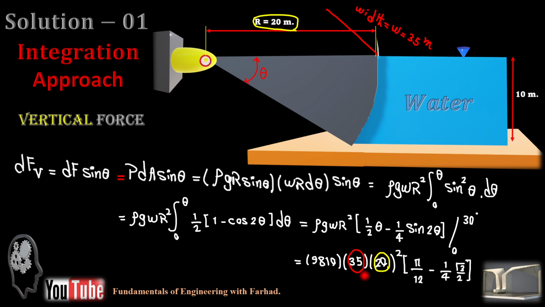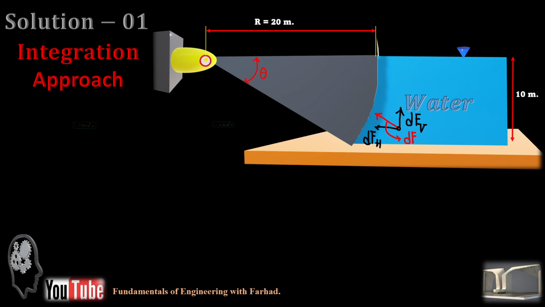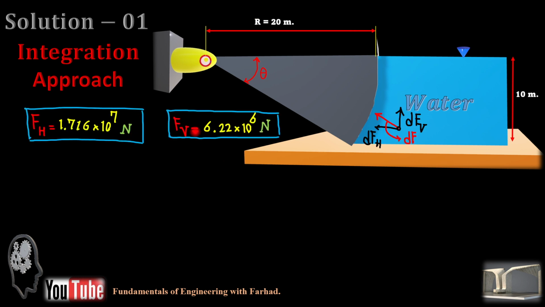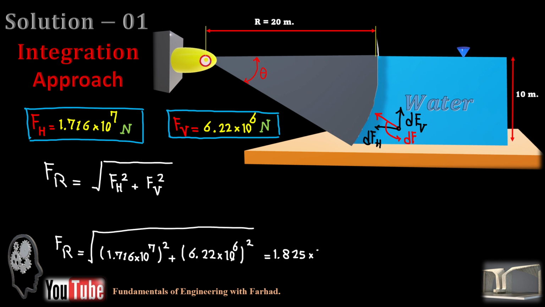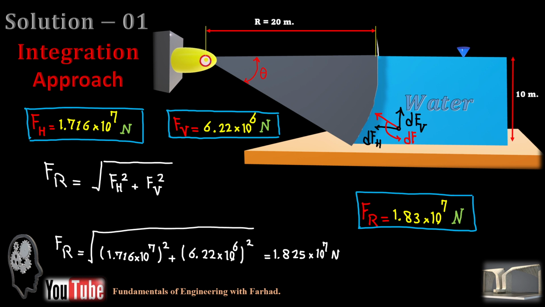Look at the R and W, the width and the radius. If you do the math, it gives the vertical component, which is less than the horizontal component, equal to 6.22 times 10 to the 6 newtons. As soon as we have both components, F sub H horizontal and F sub V vertical, the resultant F is nothing but the square root of F_H squared plus F_V squared. If you replace them in the main equation, F sub R is almost equal to 1.83 times 10 to the 7 newtons.